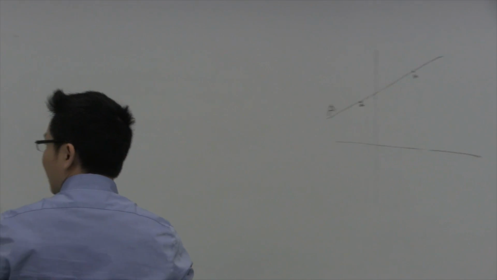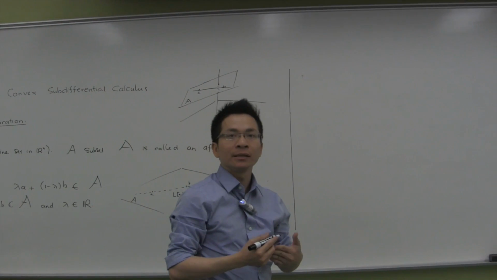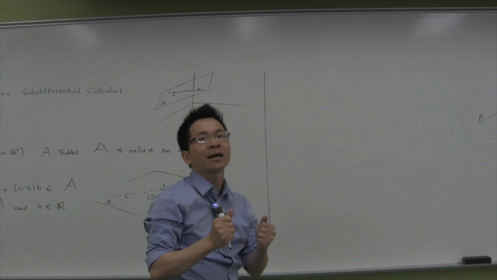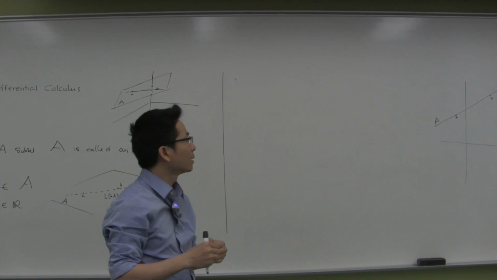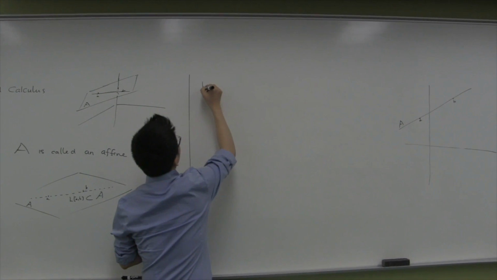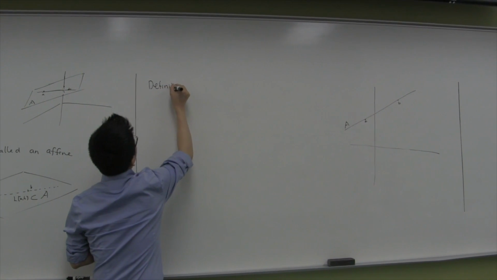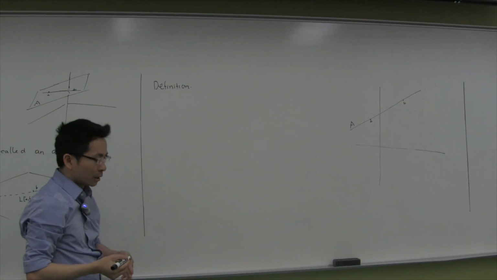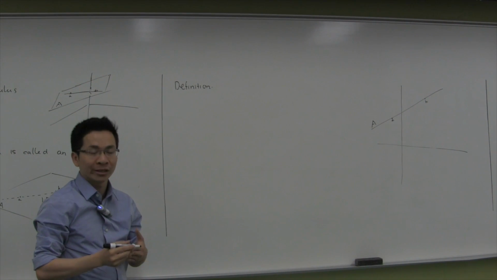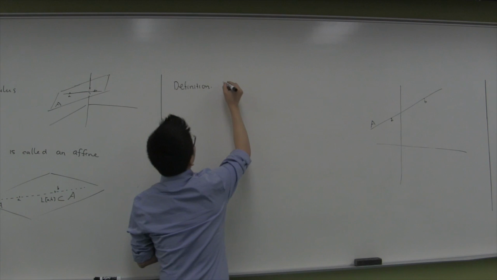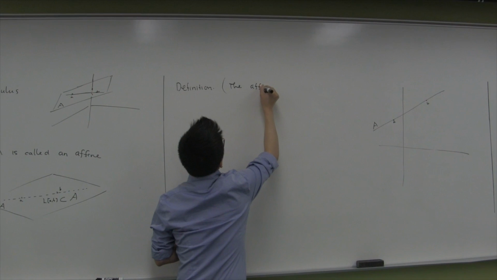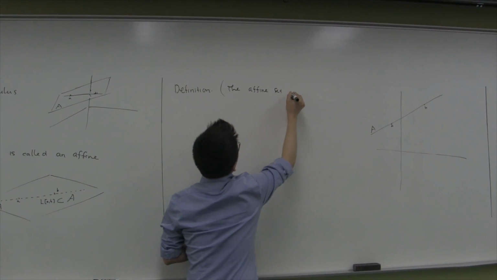Now, if a set omega is not necessarily an affine set, then we can look at the smallest affine set that contains the set omega. So that motivates the next definition. This definition is on the affine set generated by an arbitrary set omega, the affine set generated by a set.